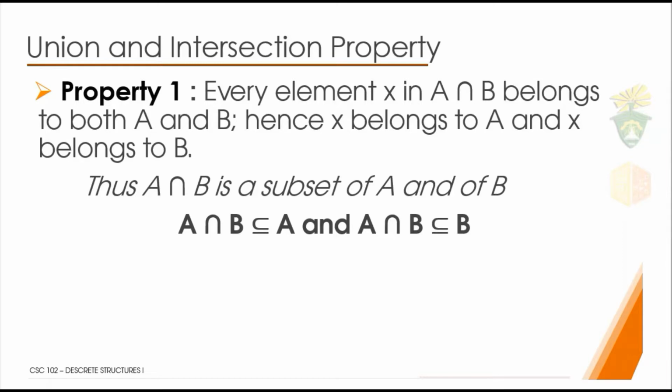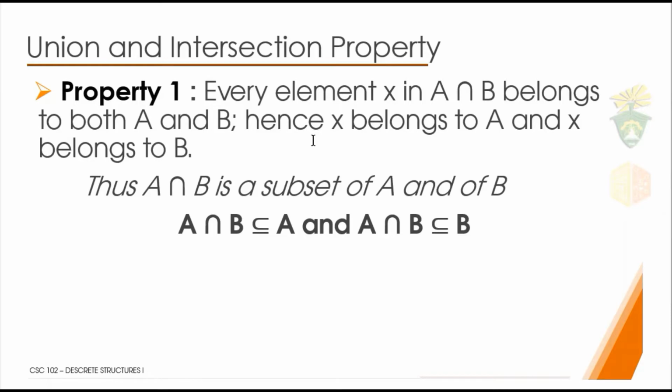so before we end this lecture video, it is very important that you're aware of the properties of union and intersection. So the first property is that every element X in A intersection B belongs to both A and B. Hence, X belongs to A and X belongs to B. So it is actually very self-explanatory. It just means that if X is in A intersection B, that is if X is a common element of A and B, then X belongs to A and also X belongs to B, since X is a common element.